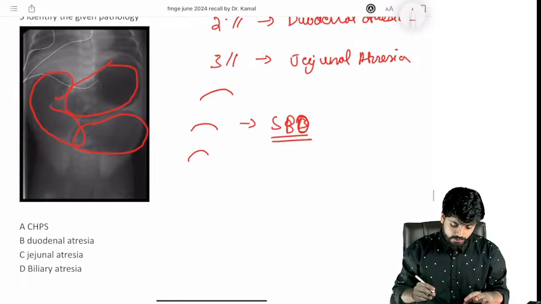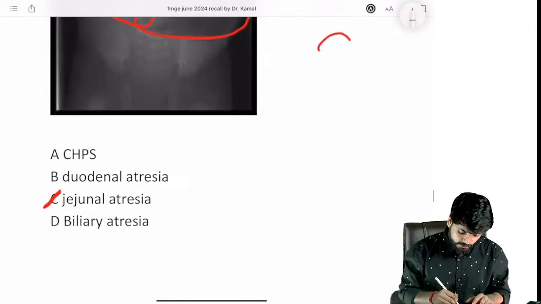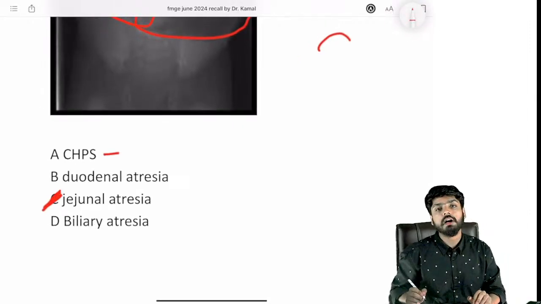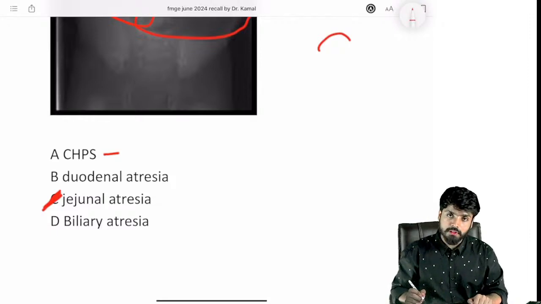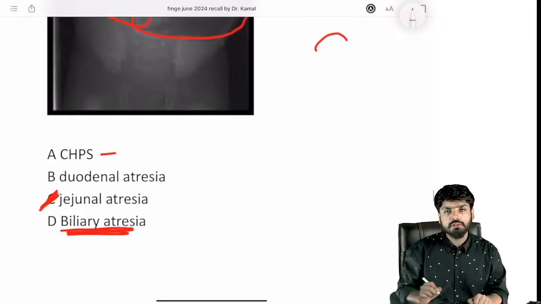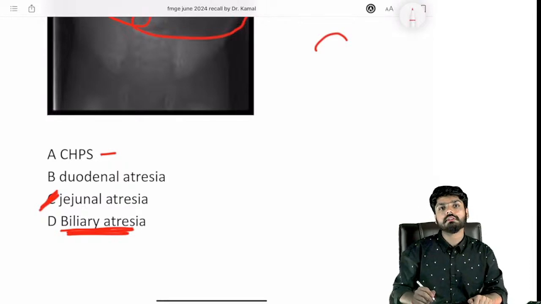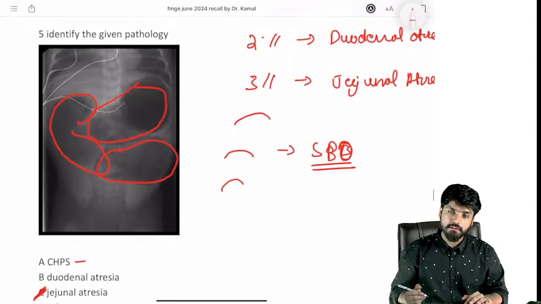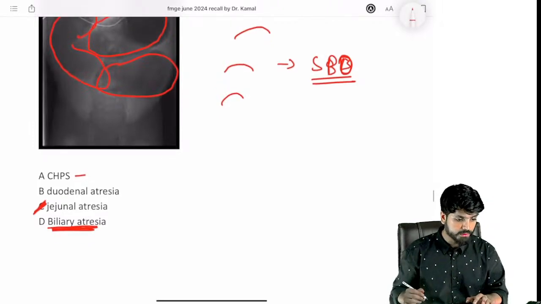Okay, so the answer will be jejunal atresia. CHPS or congenital hypertrophic pyloric stenosis is seen in single bubble. Biliary atresia is not related to any kind of this pathology because we can't see the biliary system on X-ray. So yeah, it's excluded from here.